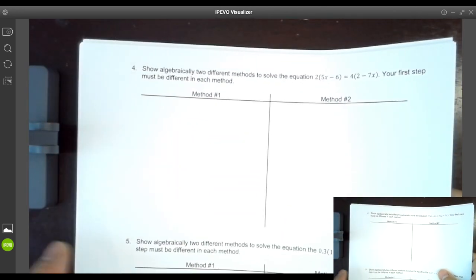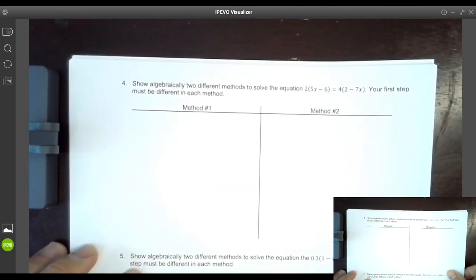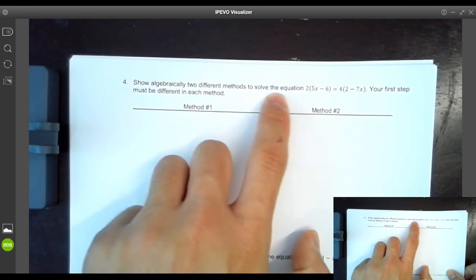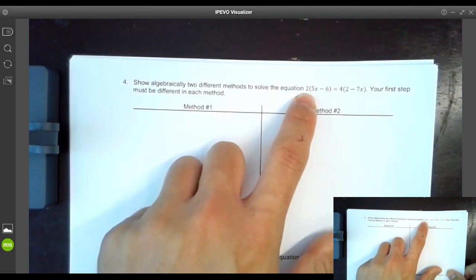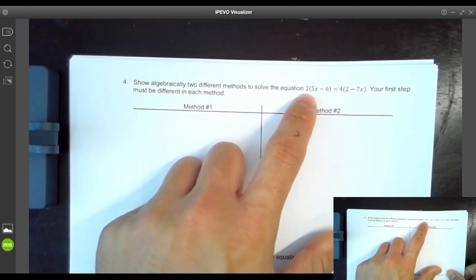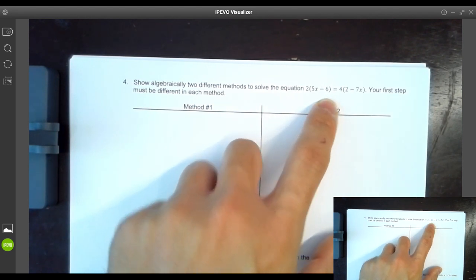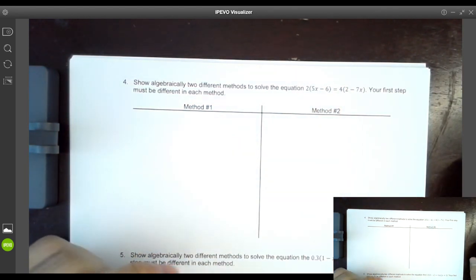Right. So number 4 says, show algebraically 2 different methods to solve the equation 2 times a group of 5x minus 6 equals 4 times a group of 2 minus 7x. Your first step must be different in each method. Okay.